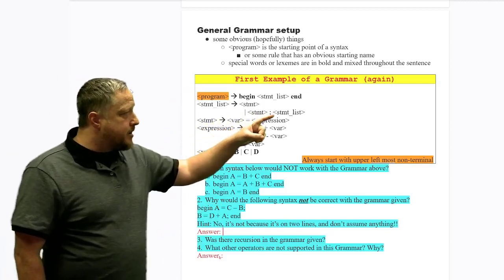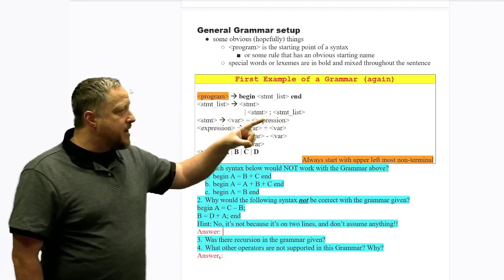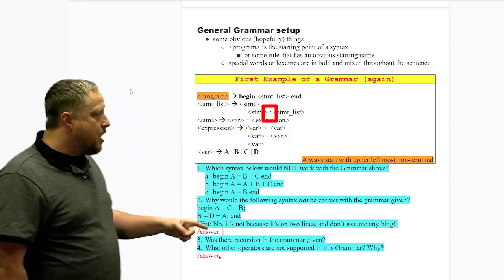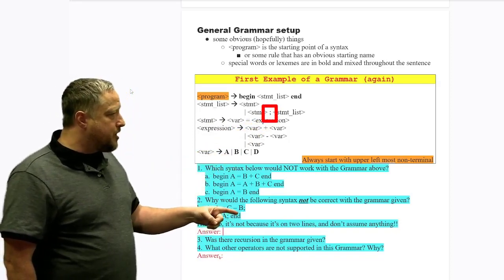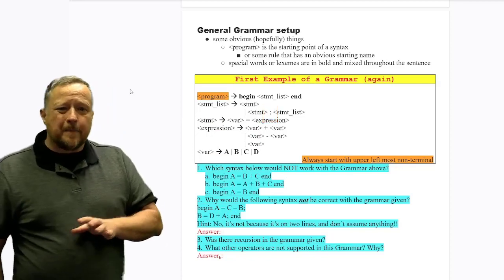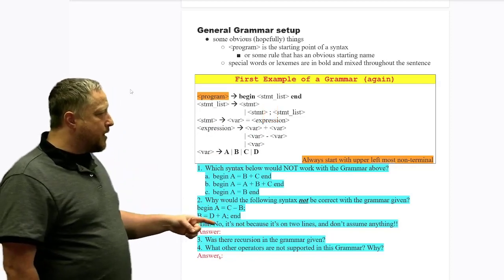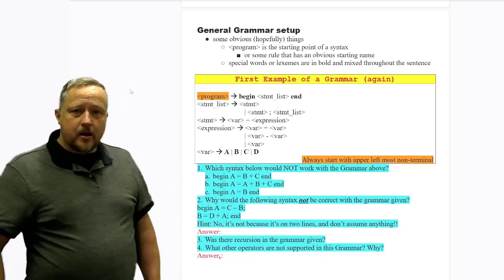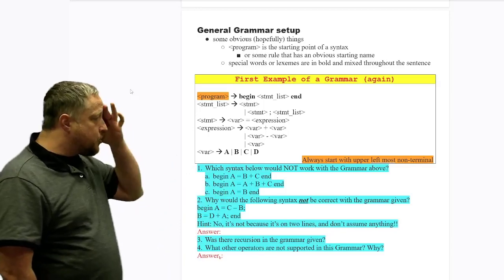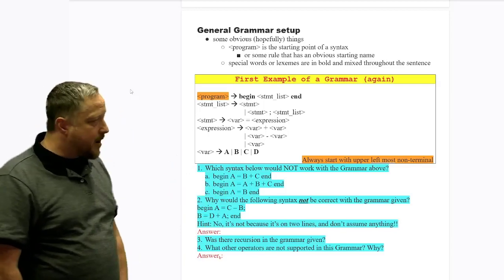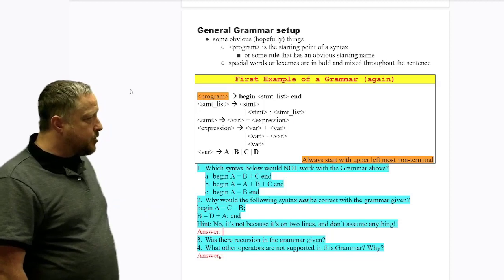Now, is semicolon the error? Yes, it is. But it has to be basically between two statements. So the semicolon that you see after C minus B, that's okay. But I can't put another semicolon at the end of our overall sentence set using the grammar that we have above here. So that was the issue with that one.